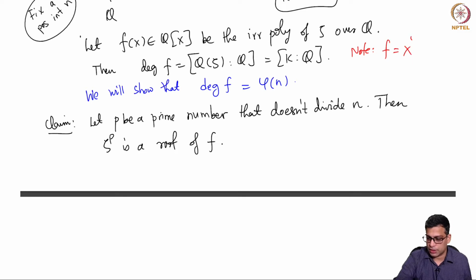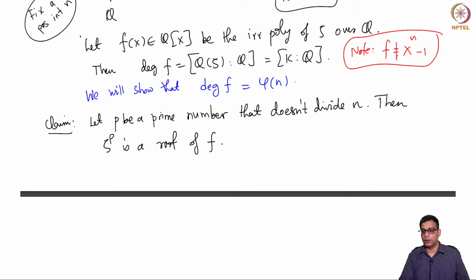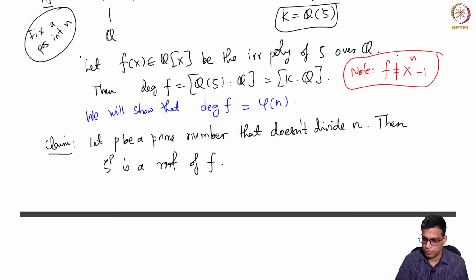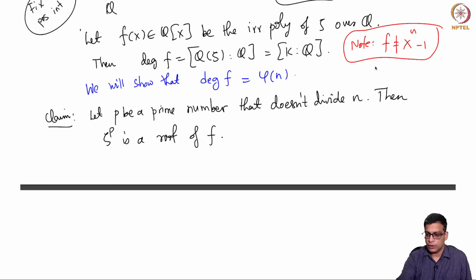I mean that sometimes we use the notation f equal to x power n minus 1 maybe in the previous videos, but here we want f. In fact, we do know that f cannot be equal to x power n minus 1 because f is the irreducible polynomial of zeta. X power n minus 1 is not an irreducible polynomial over Q, so it cannot be that. So what I want to show is that zeta power p is a root of f.